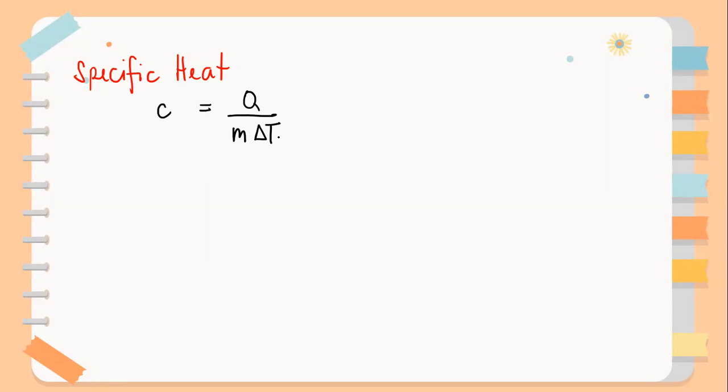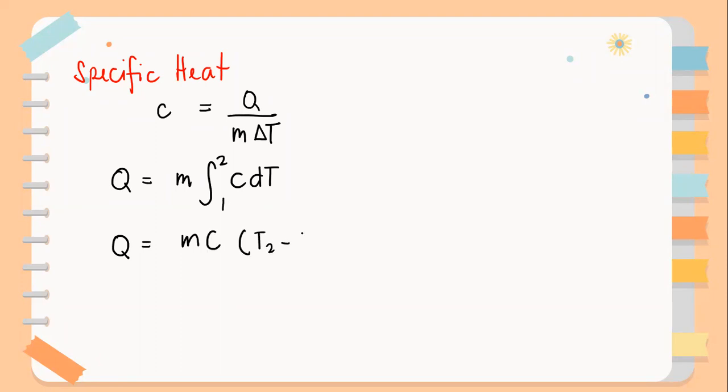Now, for the particular mass, your heat would be equal to M times the integral of C dT, with the limits from 1 to 2. When we simplify that, we can say that the heat is equal to mC(T2 minus T1), where C is the specific heat, M is the mass, T2 is the absolute temperature at state 2, and T1 is the absolute temperature at state 1.